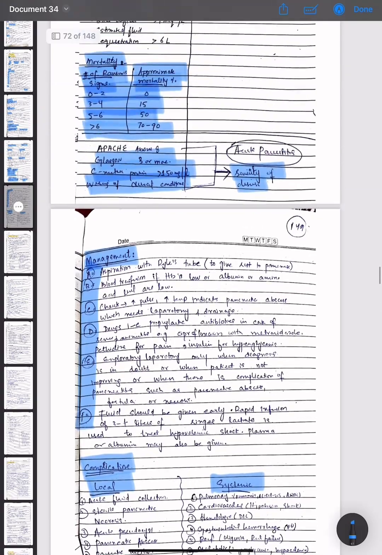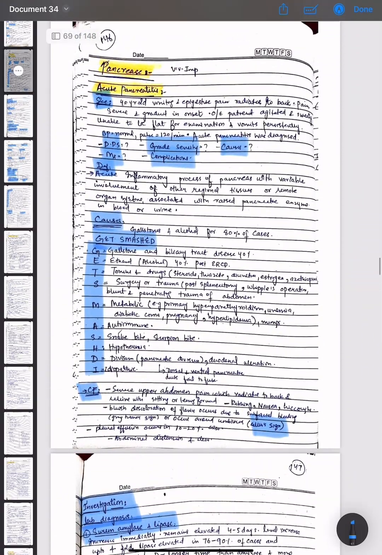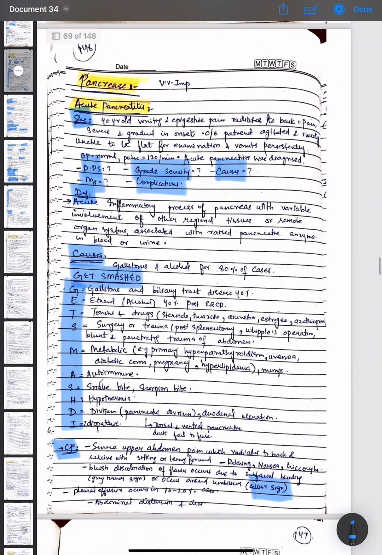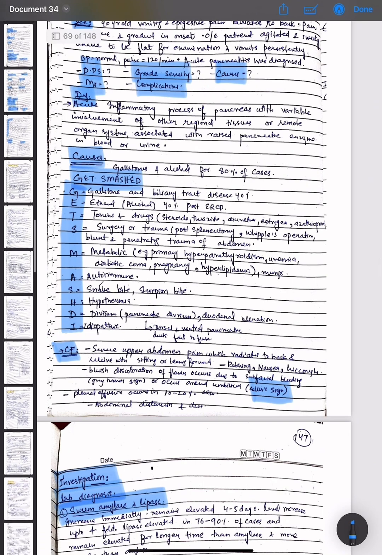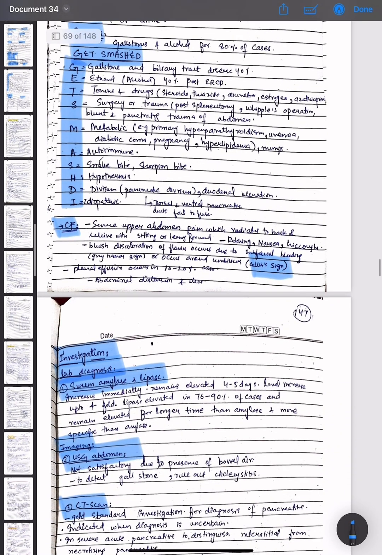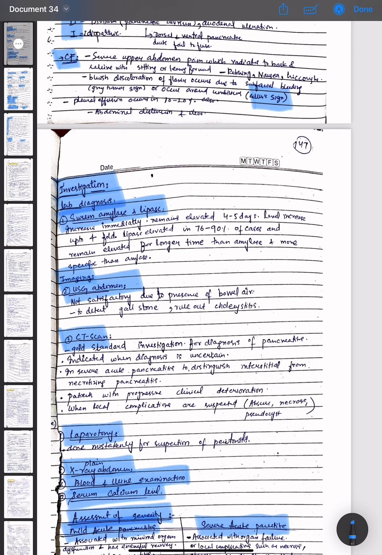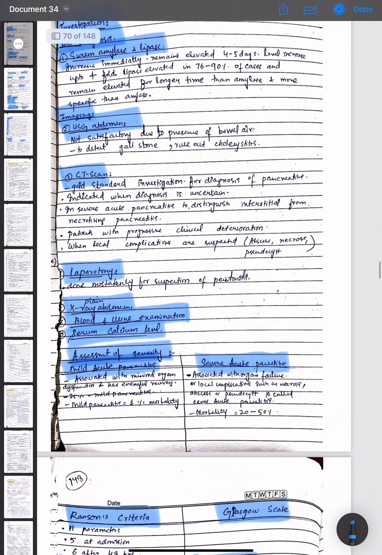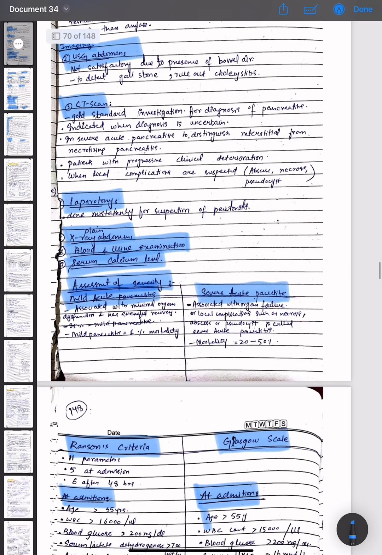So we have discussed the most important topic in the upper GIT, that is acute pancreatitis. We have discussed the scenario, then the definition and the causes. The causes can be remembered by the GET SMASHED mnemonic. Then we discussed the clinical features, then the investigation options, then the lab diagnosis: the serum amylase and lipase, ultrasound abdomen, the CT scan, the laparotomy, the X-ray plain abdomen, blood and urine examination, and the serum calcium level.